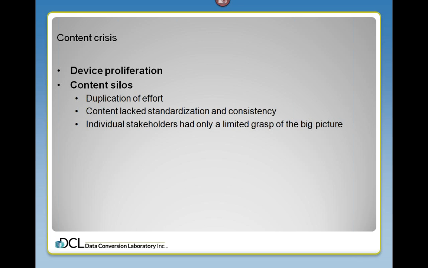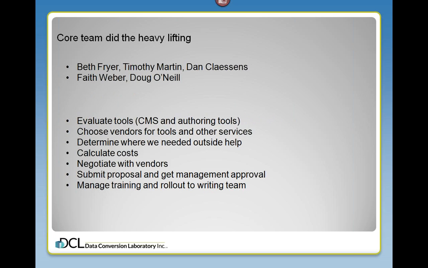Now, I'd like to begin by giving credit to a core team of 3 people, with 2 people who came after, who did what I call the heavy lifting. Beth Fryer, Timothy Martin, and Dan Classens. And later on they were joined by Faith Weber, who did a lot of good with the new content management system, and Doug O'Neill, who did a lot with the publication, making sure publication worked correctly in the new system.